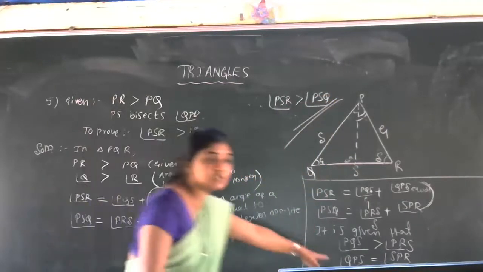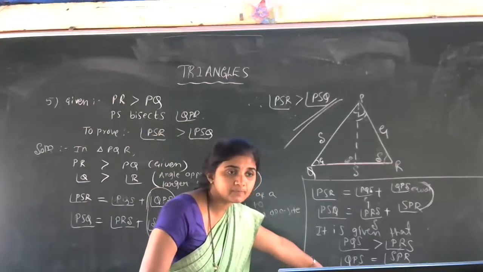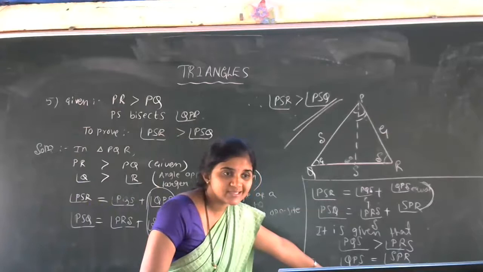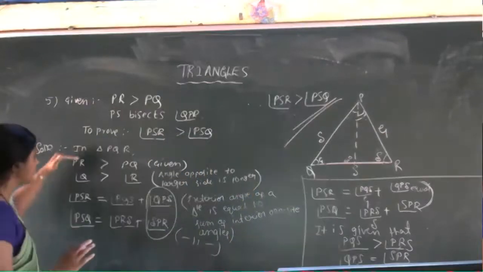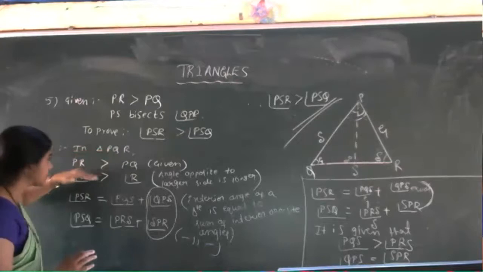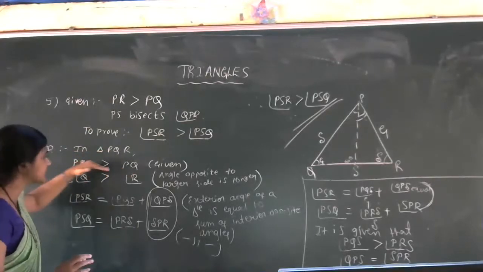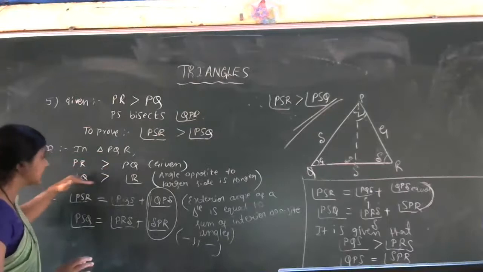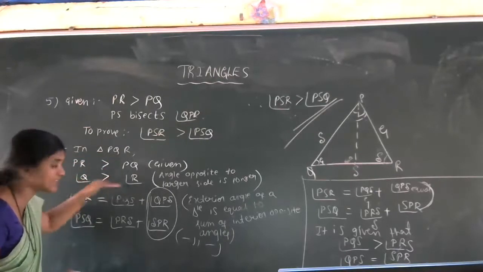Board is visible now up to the last step. Yes? Okay. Now I'm going to explain one more time. See here, in triangle PQR, what is given actually? PR is greater than PQ. So angle Q is greater than angle R. We got the result that angle Q is greater than angle R.